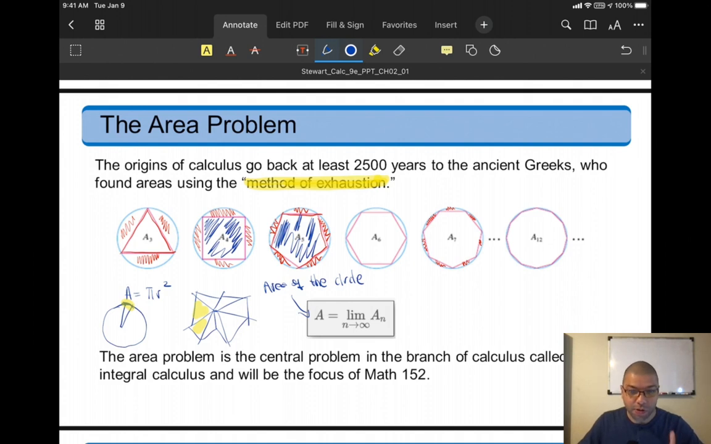Okay, so this is a very crucial, very interesting idea that took many, many centuries to get developed fully, and we're going to use this idea in this course. So this specifically here is going to be the focus of Math 152. We call it integral calculus. When you calculate areas, this is integral calculus.